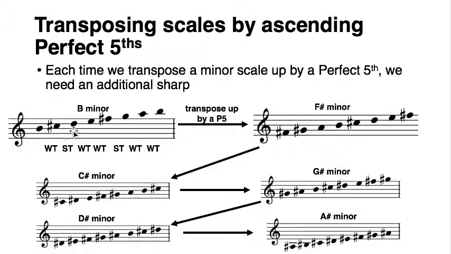Each time we transpose that minor scale up by a perfect fifth, we're going to need one more sharp than we needed previously. Here's B minor transposed up a perfect fifth to F sharp minor. Here we need 3 sharps instead of only 2. You keep doing that until we get to a scale in which all of the 7 scale degrees have a sharp next to each other, which is A sharp minor.